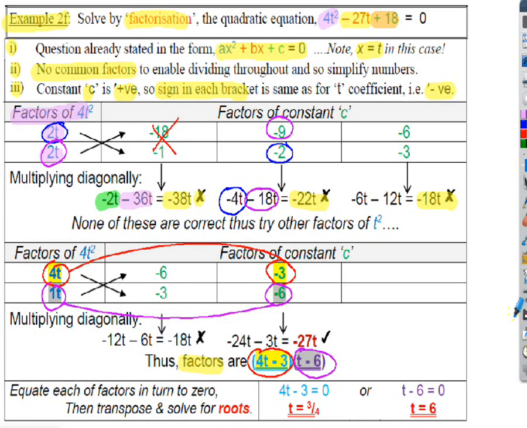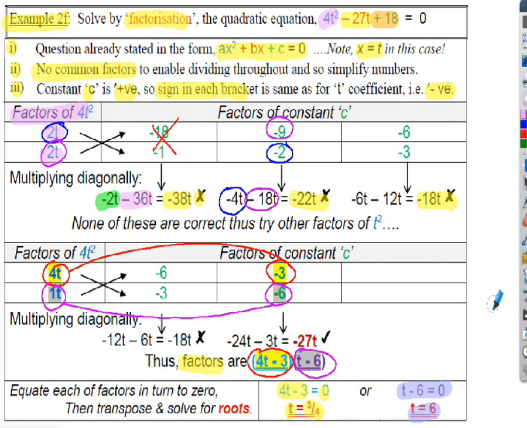As always, we want to find the roots, so we've got to set each of the factors equal to 0 and solve. So to solve for t, we add 3 to both sides and we divide both sides by 4. So t in this case will be 3/4, 3 upon 4, 0.75. And taking the second bracket, the t minus 6, equate that to 0. We add 6 to both sides, so in this case t would be equal to 6. And those are our solutions.